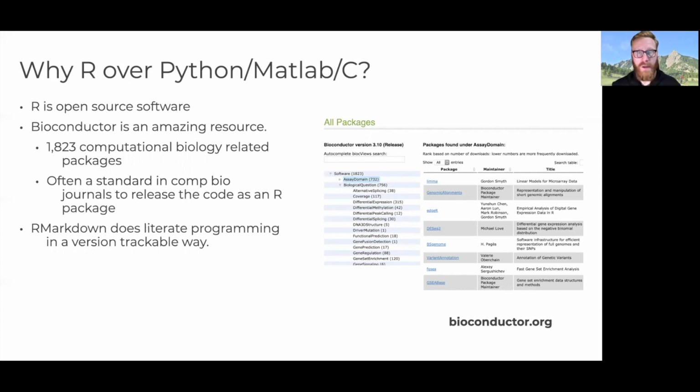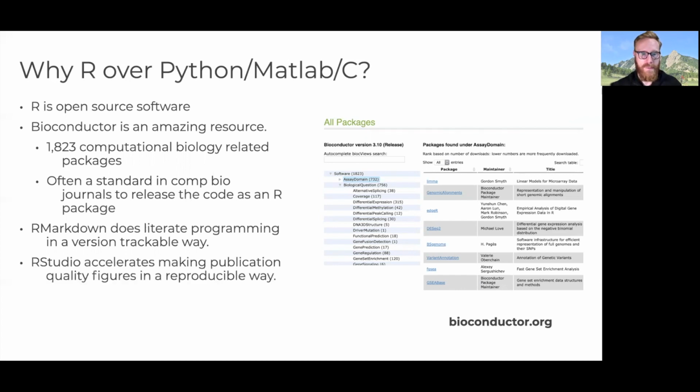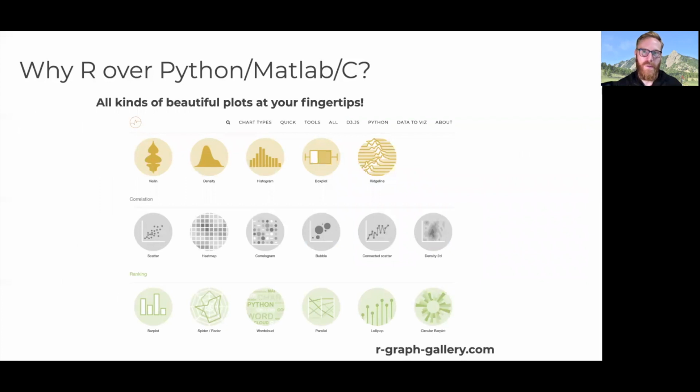Thirdly, RMarkdown is a really nice way to do literate programming where you're writing plain text explanation of your code in line with the actual code that's doing the work in a version trackable way. Jupyter Notebooks also does this, but it's less able to be version tracked. RStudio is also a really nice piece of software that allows you to make good looking figures in a reproducible way. And lastly, R indexing is one-based, which makes a lot of intuitive sense. So if you want to check out some of the figures that you can make in R, there's rgraphgallery.com, but suffice it to say for now that almost any figure you can think of, you can easily write some R code to make that figure.